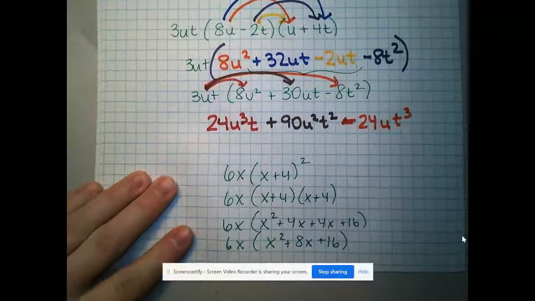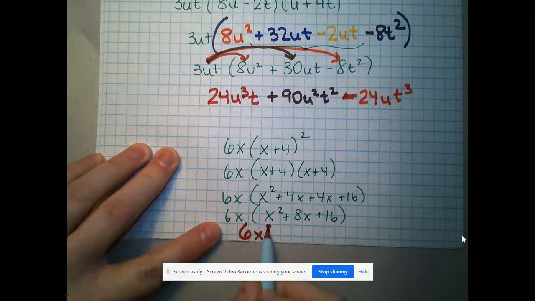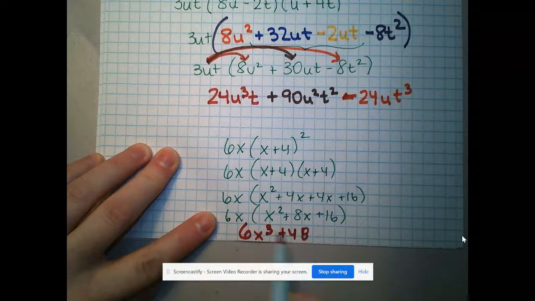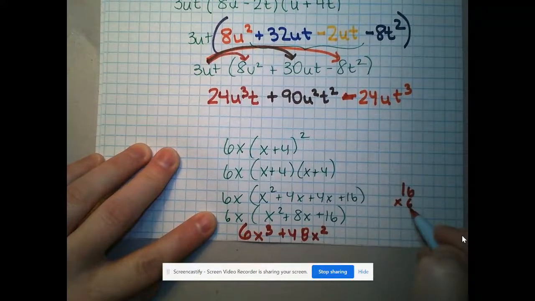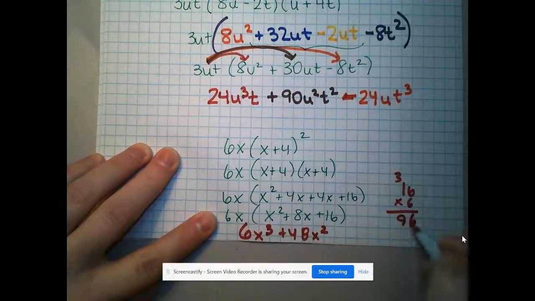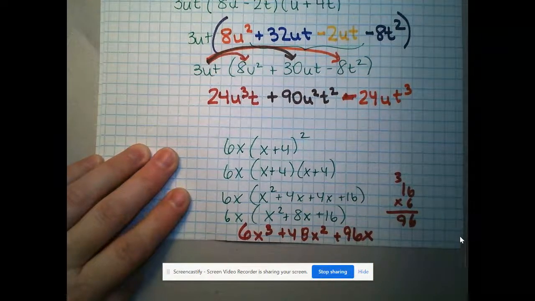I said I wasn't going to do the whole thing, but apparently I am. 6x times x squared is 6x cubed. 6x times 8x: 6 times 8 is 48, and x times x would be x squared. And 6 times 16, I don't know off the top of my head, it's 96. So plus 96x. So there are 3 examples of the types of problems we have on the lab.